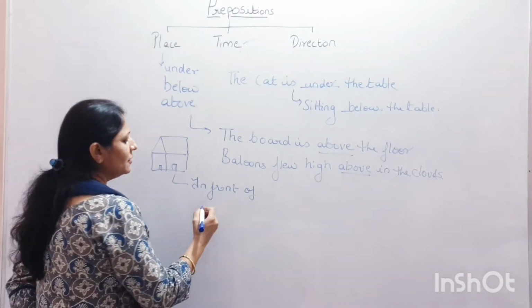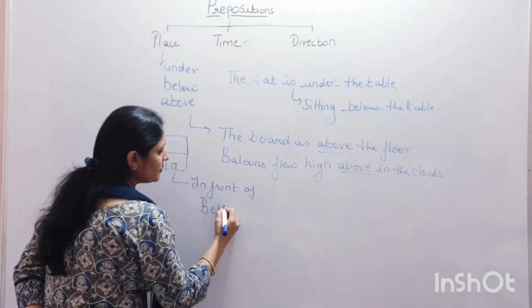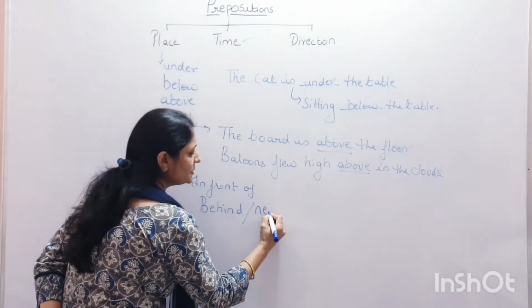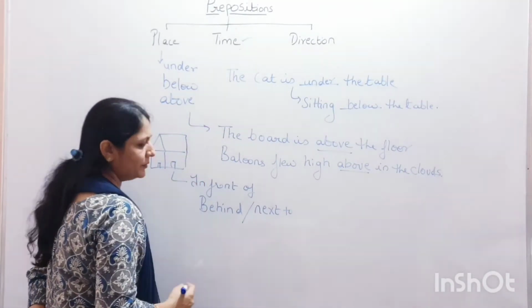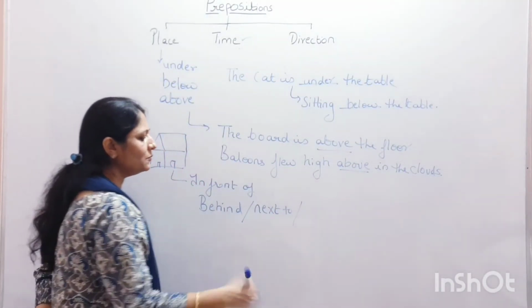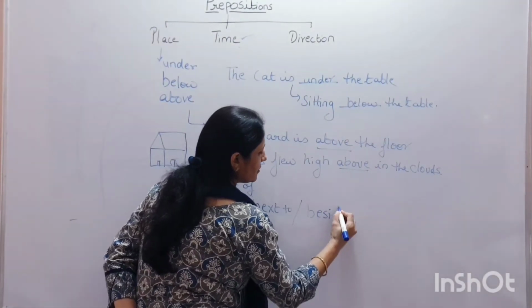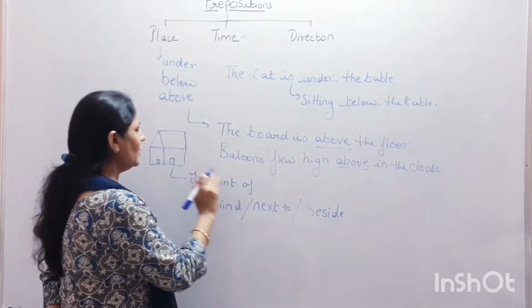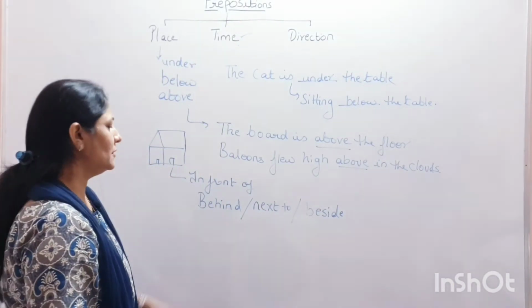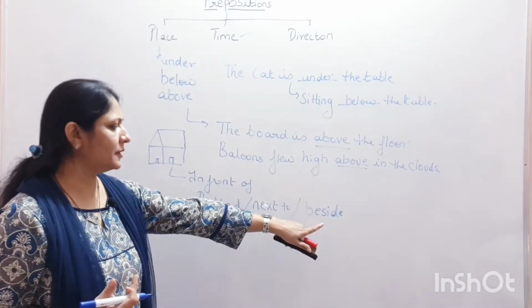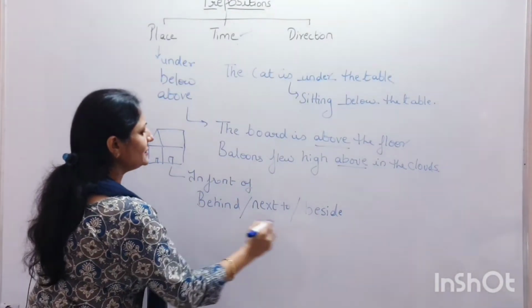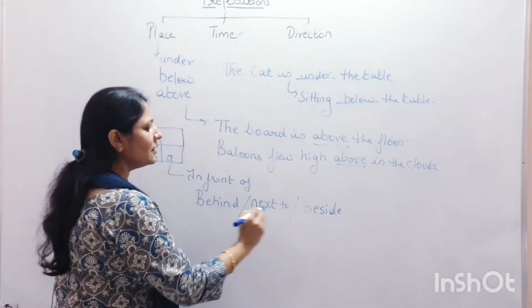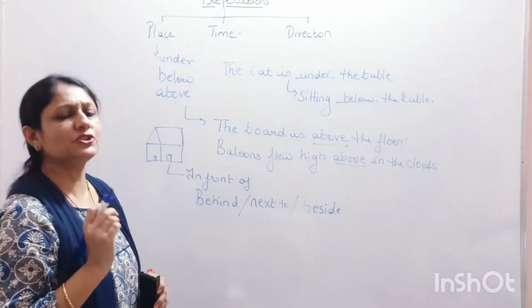I can also say my house is behind the temple. I can also say my house is next to the temple. I can also say my house is beside the temple, or anything. My house is at the back of the temple, behind the temple, next to the temple, beside the temple. All these things tell the location where my house is. So these are some more commonly used prepositions of place.